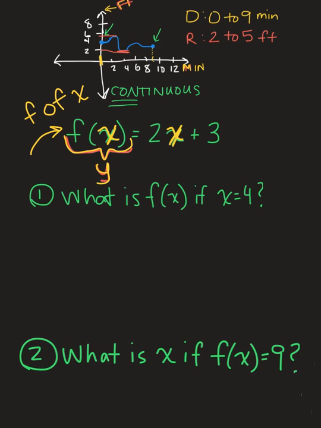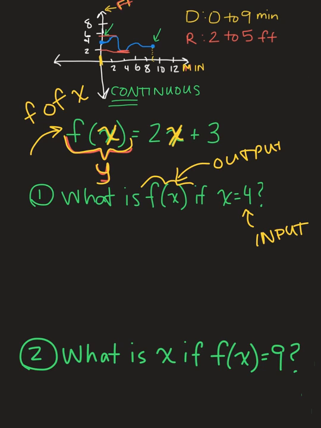And the first question I'm answering is, what is f of x if x equals 4? So I've been given a value for x. So that means this is my input. And I'm going to put it into my function to get my output. That's what f of x will be. That will be an output.